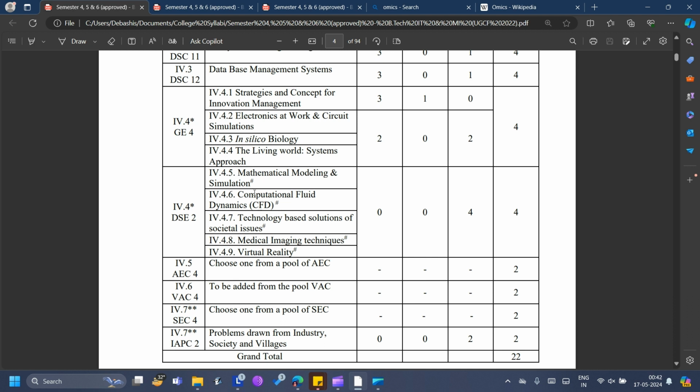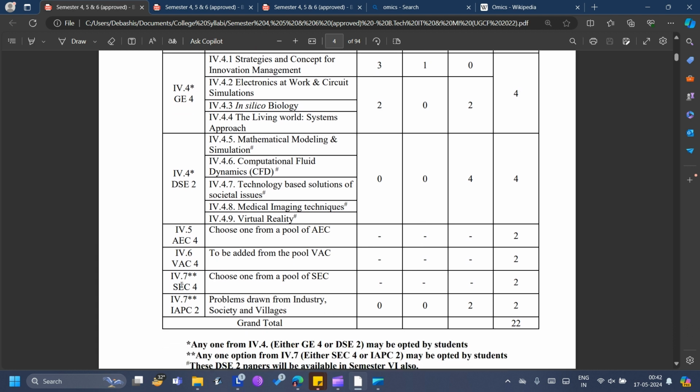And these DSEs can also be opted in the sixth semester. So if you want to go for a GE instead of these, you will have these options also in the sixth semester. And for AEC and VSC, you have to choose a pool from the university pool, which is given. I covered that in one of the previous videos. You can check them out.